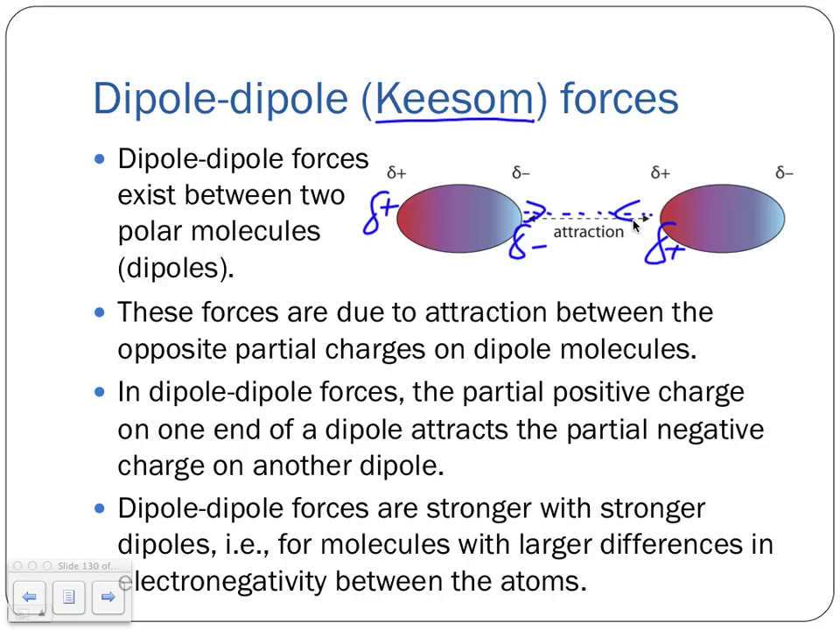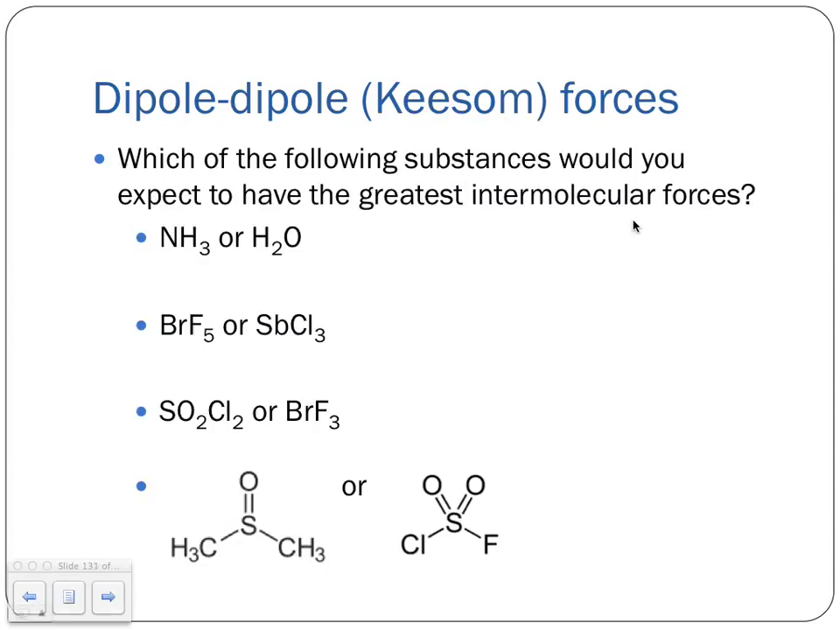So dipole-dipole forces are stronger with stronger dipoles. With molecules that have larger differences in electronegativity, we'd expect to see stronger dipole-dipole forces. And so we'd have a stronger intermolecular force that's going to hold the substance together better than ones that have very, very weak dipoles. So let's take a look. Which of the following substances would you expect to have the greatest intermolecular forces, NH3 or H2O? Let's try this one first. To figure this out, if we had a mixture of NH3, of ammonia, then we first have to figure out, is there going to be dipole forces in this anyway?